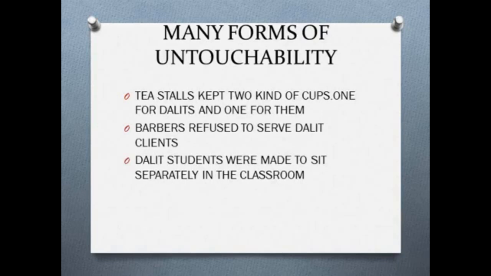Many forms of untouchability. Untouchability and caste discrimination are still being practiced in many places. Here are some examples. The tea stall kept two kinds of cups, one for Dalits and one for others. The barbers refused to serve the Dalit clients. The Dalit students were made to sit separately in the classroom. Dalit grooms were not allowed to ride a horse in the wedding procession.